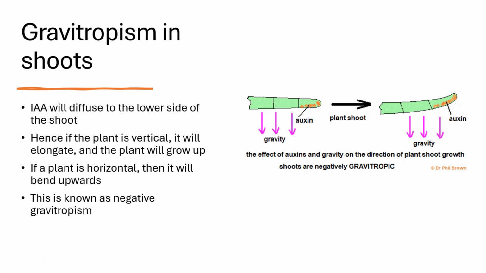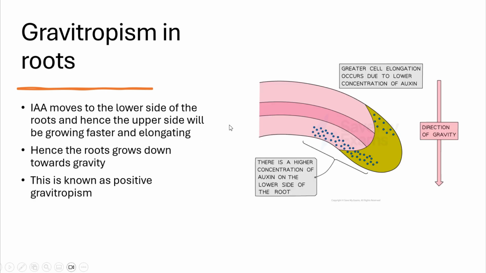You get me? Which is natural because, if you think about it, where's the sun going to be? It's going to be on the opposite end to gravity. You get me? Alright, cool. Hence, if the plant is vertical, it will elongate and the plant will just grow up directly. And this is known as negative gravitropism. Alright, cool. Gravitropism in roots.